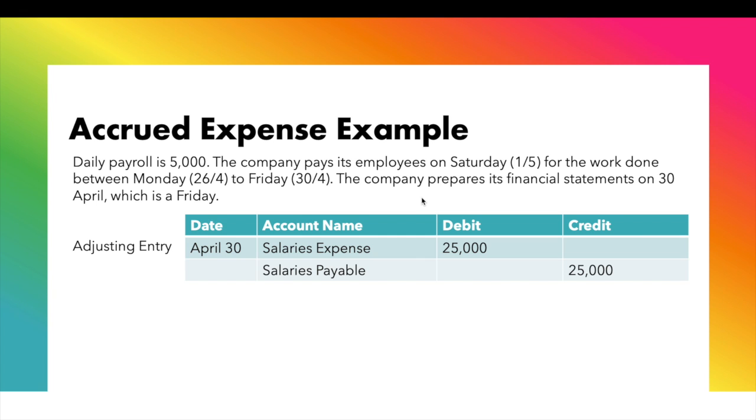For example, daily payroll is $5,000. The company pays its employees on Saturday 1/5 for the work done between the 26th to the 30th of April. The company prepares its financial statements on April 30, which is a Friday. The adjusted journal entry for this will be debit interest receivable and credit interest revenue.